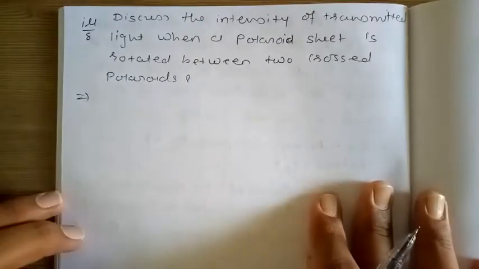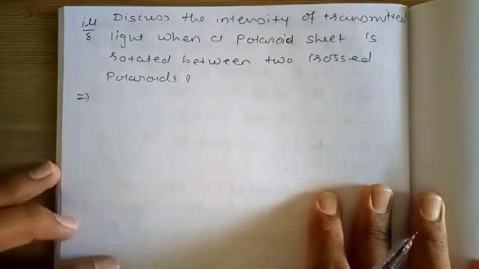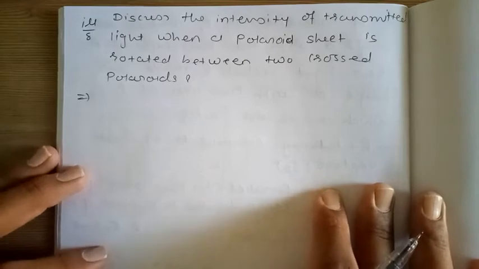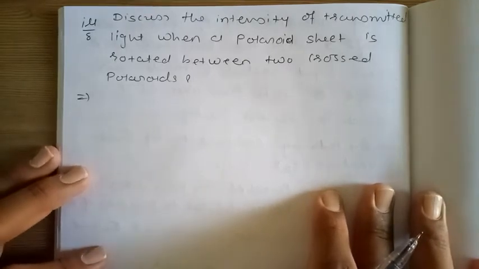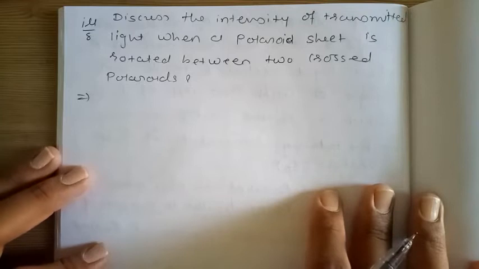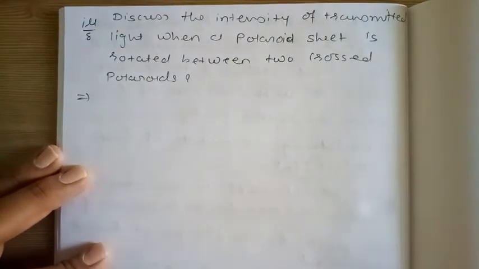Hello friends. Illustration number 8. Discuss the intensity of transmitted light when a Polaroid sheet is rotated between two crossed Polaroids.